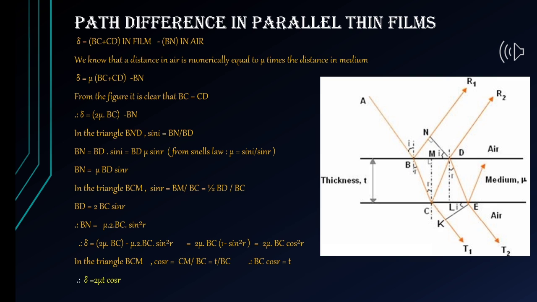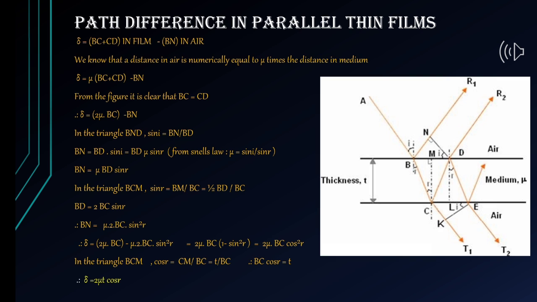In the triangle BND, sin i is equal to BN by BD. We all know the formula, sin i is equal to opposite side by hypotenuse, right? So I send BD that side, and BN is equal to BD into sin i. I replace sin i by mu into sin r, because from Snell's law we know that the refractive index is equal to sin i by sin r. So BN is equal to mu into BD into sin r.